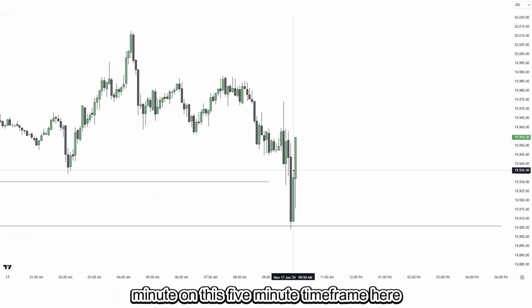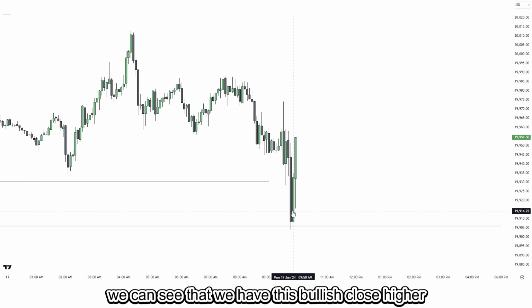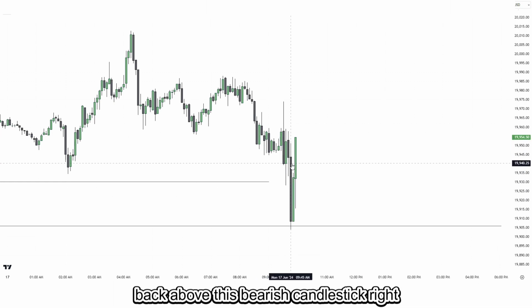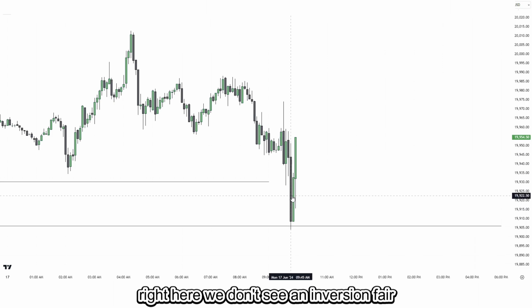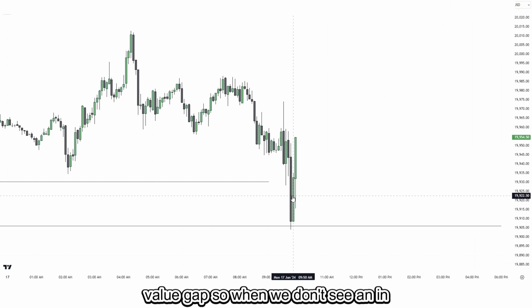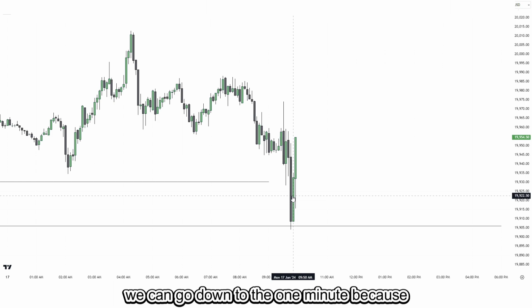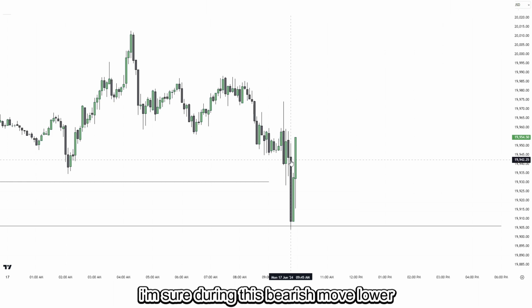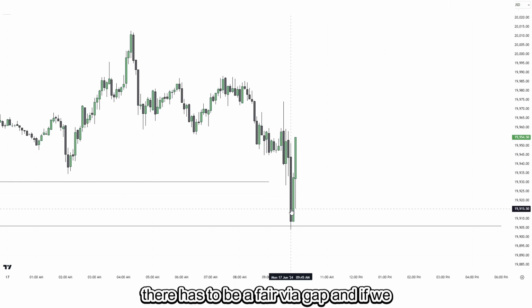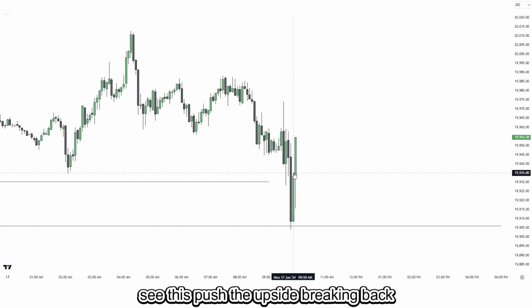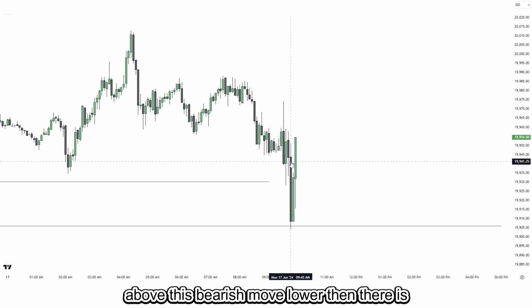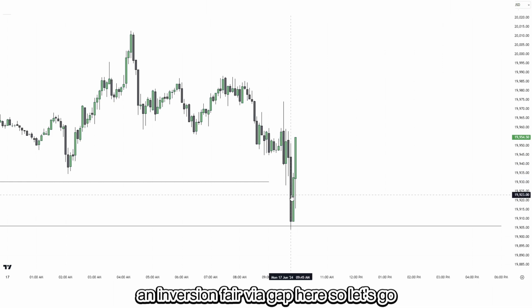On this 5-minute time frame here, we can see that we have this bullish close higher back above this bearish candlestick. Right here, we don't see an inversion fair value gap. So when we don't see an inversion fair value gap on the 5 minute, we can go down to the 1 minute, because I'm sure during this bearish move lower, there has to be a fair value gap. And if we see this push to the upside, breaking back above this bearish move lower, then there is an inversion fair value gap here. So let's go down to a 1 minute.